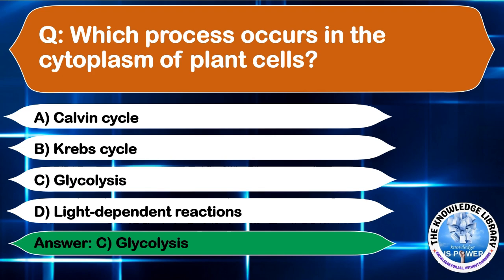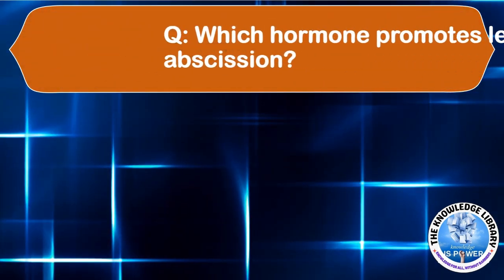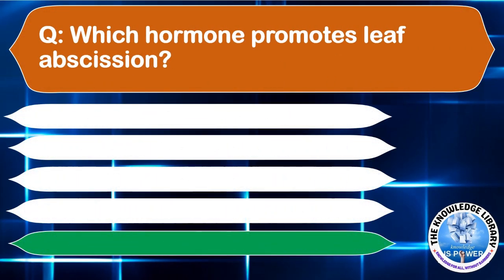Moving to the next question. Which hormone promotes leaf abscission? Option A, gibberellin. Option B, cytokinin.